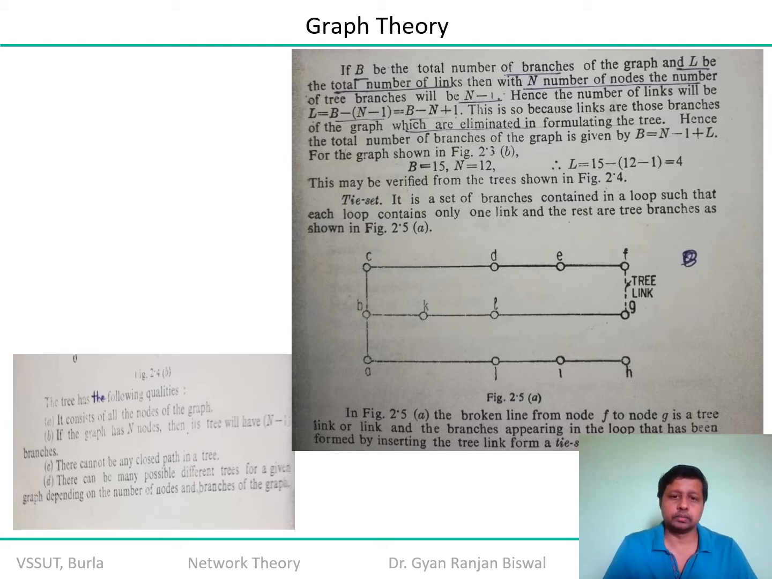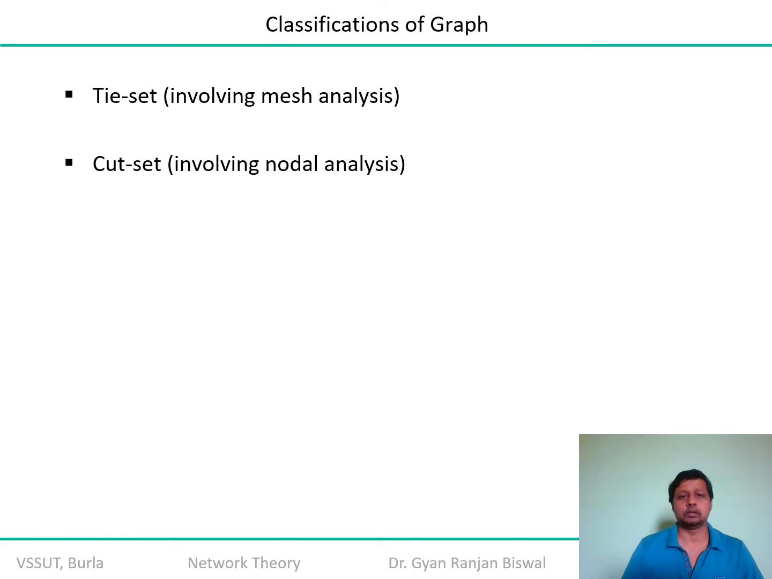Clear? In this demonstration, if you count the branches, that is 4, 5, 6, 7, 8, 9, 10, 11, 12. You see that the total number of nodes is 12, where the total number of branches is 15. So how many links would you have? That is B minus n plus 1, so 15 minus 12 plus 1. So you are getting 4 links. Correct? That is how you can find it.